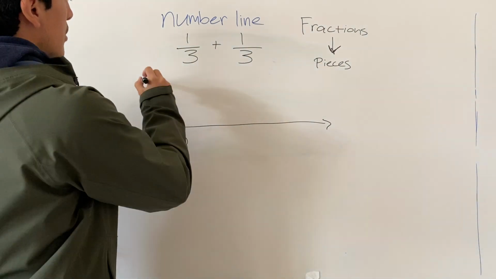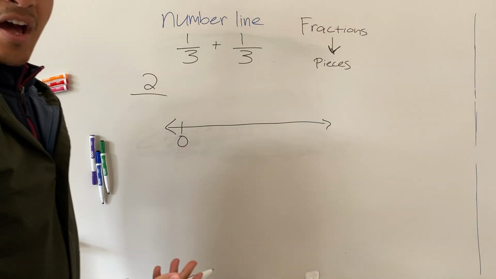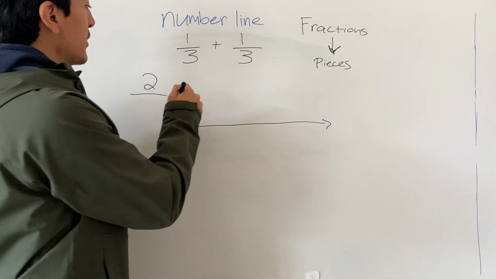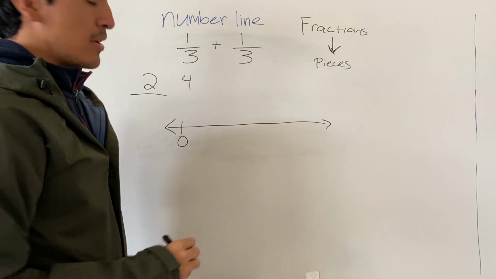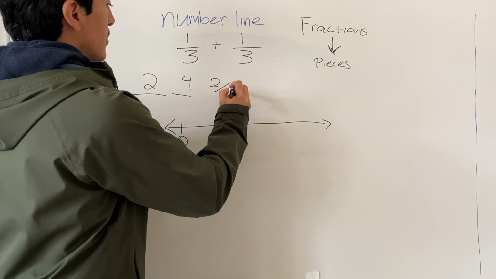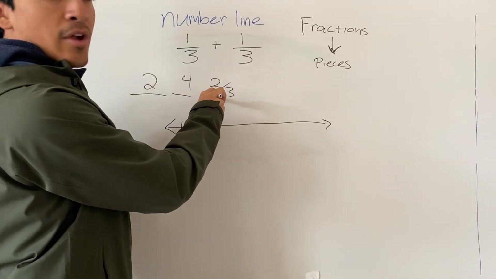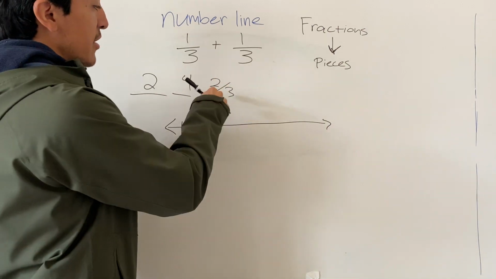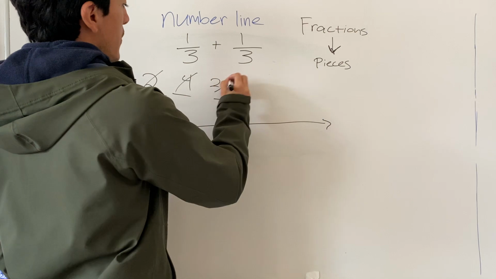What about, is the number 2 a fraction? Not really. It's a whole number. What about the number 4? Is that a fraction or a whole number? This is a whole number. What about 2 over 3? This is a fraction. This is a piece. This is not a whole number. This is not a full thing. It's just a fraction.